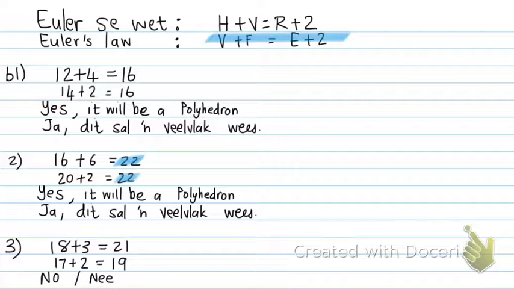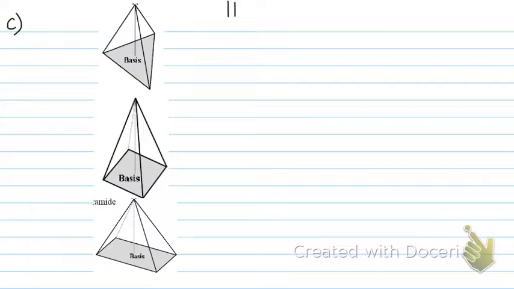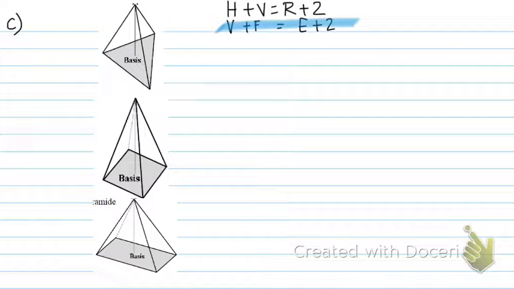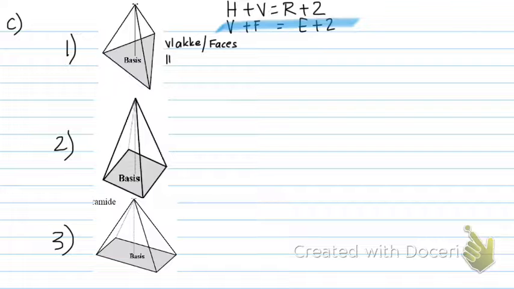Then number C, they ask us to verify Euler's law for the following pyramids. Then they give us the triangular pyramid, the square pyramid and the rectangular pyramid. Okay, what's Euler's law again? Don't look at the top one, that's Afrikaans. We're looking at the bottom one, that's English. Vertices plus faces is equal to edges plus 2.